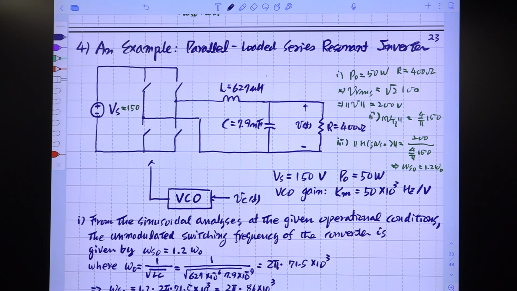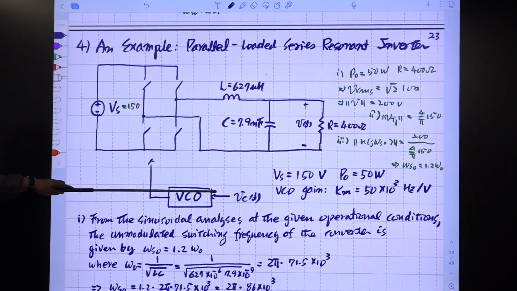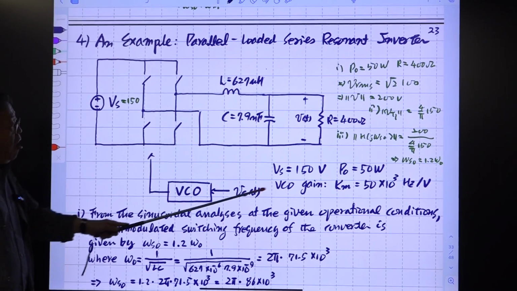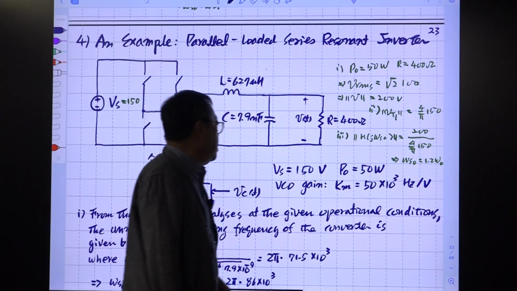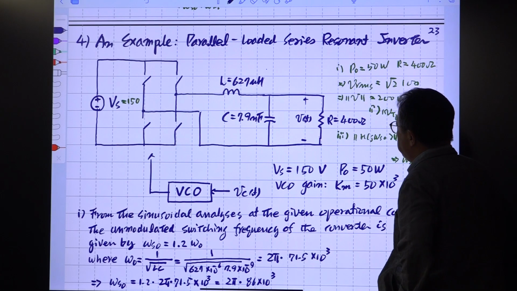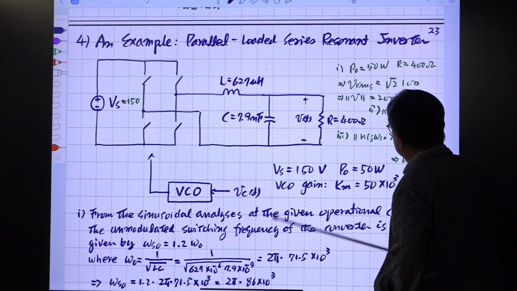So we want to analyze this. So this is the spec given by this. The input voltage is this one, 150, and the output power is 50 watt, and the VCO gain is this number, all right? Then we do some analysis.